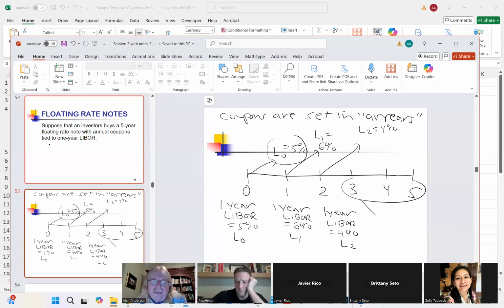Okay. Now that's an important detail because you'll see this structure will make it simpler to price the floating rate bond. Because when you think about it, how should you price a bond whose future cash flows are not known today? That's a tricky challenge. So anyway, let's take it from there.